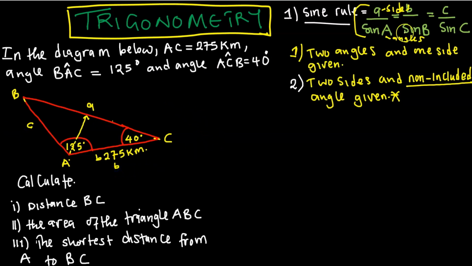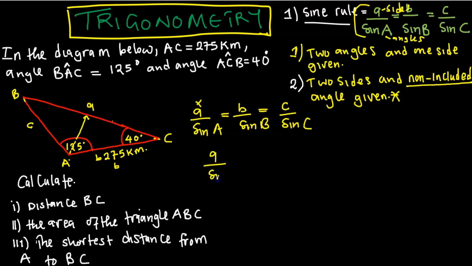Now from the formula, we know that a over sine A is equal to b over sine B, which is equal to c over sine C. Like I said, you can only use two parts of this. Since you are finding a here, a is going to be part of the formula. So we can write a over sine A. Then which other part are we going to pick? Is it the b part or the c part?